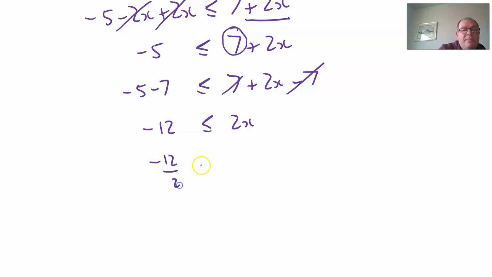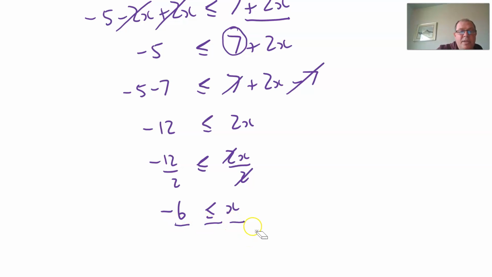So minus 12 divided by 2 is smaller than or equal to 2x divided by 2. The 2s cancel as normal, leaving me with an x there. And I can read this left to right or right to left. If I read it left to right, it says minus 6 is smaller than or equal to x. If I read it right to left, it says x is bigger than or equal to minus 6. And that's a nicer way of writing it.